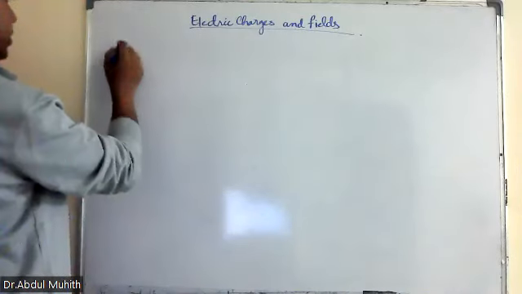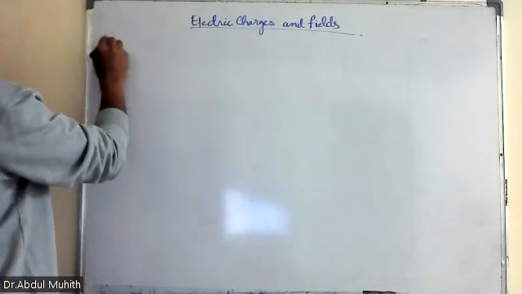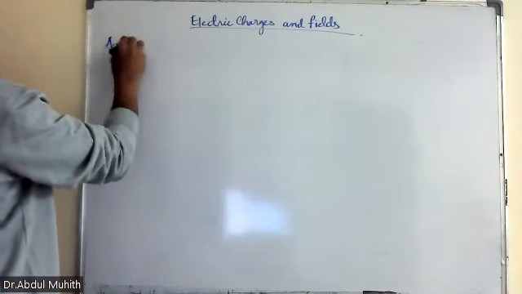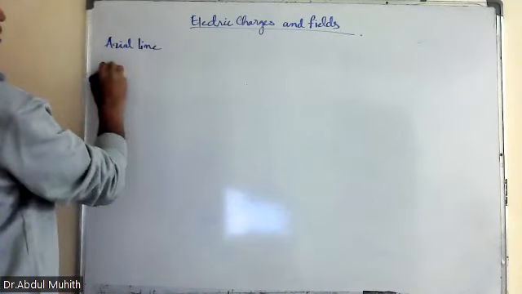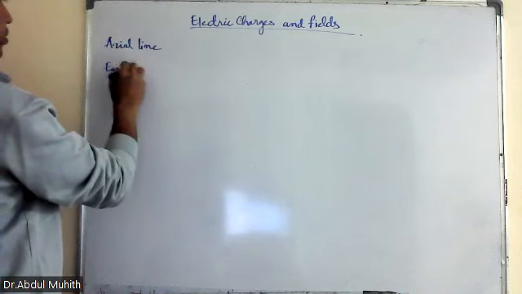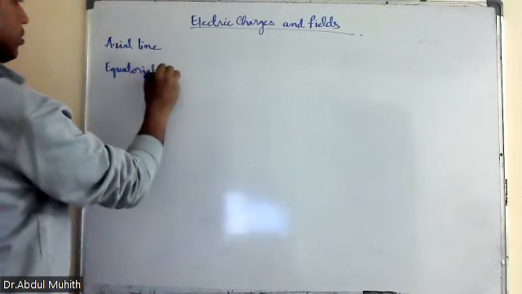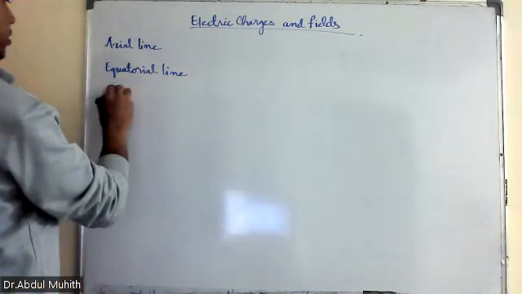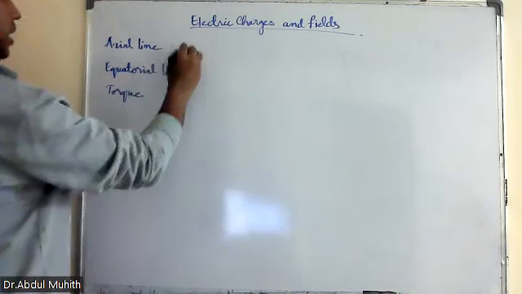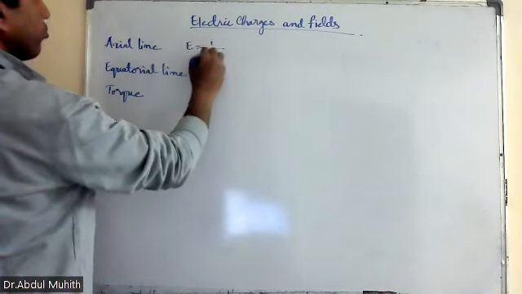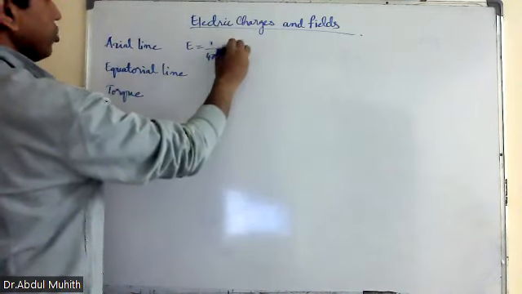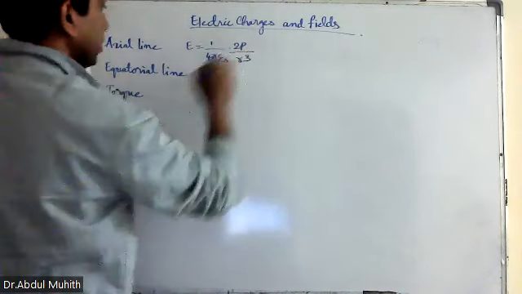So in the previous class, we were discussing the electric field on the axial line. What is the formula for the axial line? The axial line formula is E equals 1 by 4 pi epsilon 0 into 2p by r cube. This is the formula for the axial line.